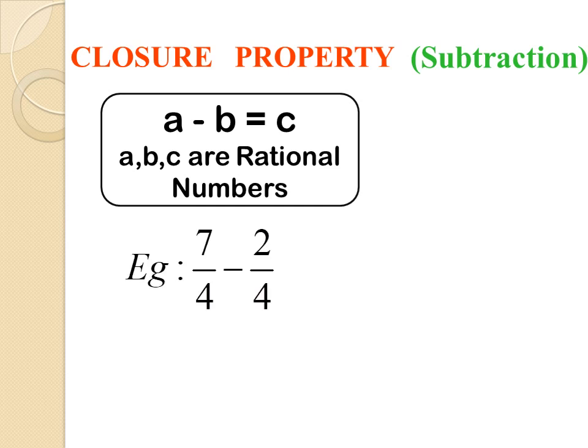Let's take an example. 7 by 4 minus 2 by 4. When you subtract this, what would be your answer? Yes, subtract the numerators. 7 minus 2 by 4. Your resulting answer will be 5 by 4. So this 5 by 4 is also a rational number. So what do we understand, children? When you take any number from the rational number system and subtract it with other numbers, you will always get a rational number as the answer. That's what it means. So when it happens like that, we say that the closure property is true.